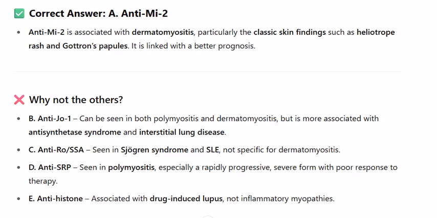Why not the others? B. Anti-Jo1 can be seen in both polymyositis and dermatomyositis, but is more associated with antisynthetase syndrome and interstitial lung disease. C. Anti-Ro-SSA, seen in Sjogren's syndrome and SLE, not specific for dermatomyositis. D. Anti-SRP, seen in polymyositis, especially a rapidly progressive severe form with poor response to therapy. E. Antihistone, associated with drug-induced lupus, not inflammatory myopathies.